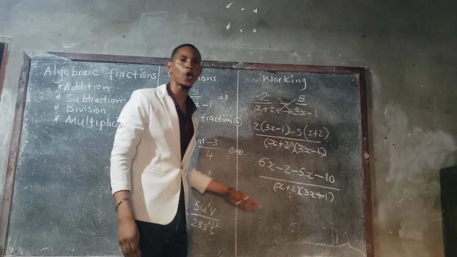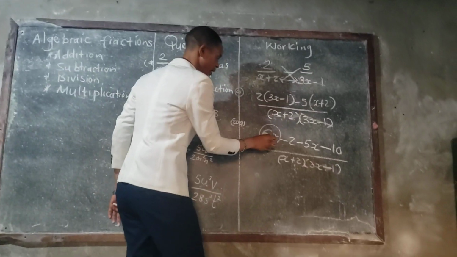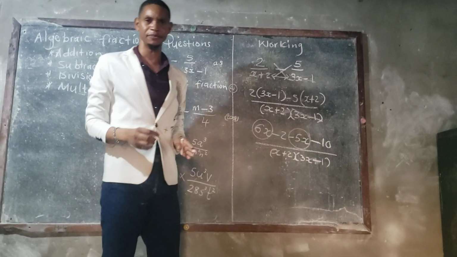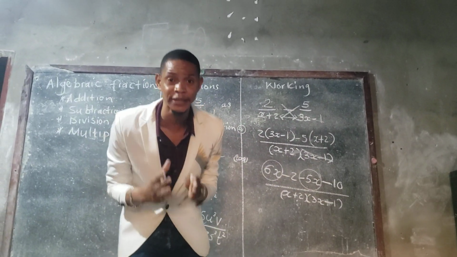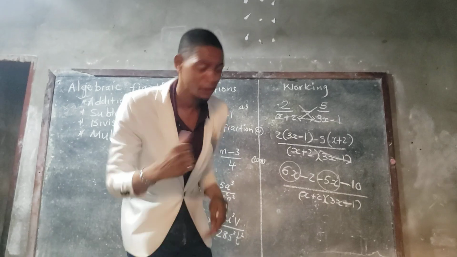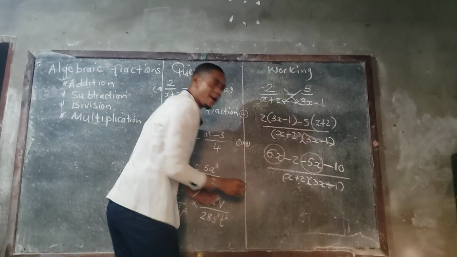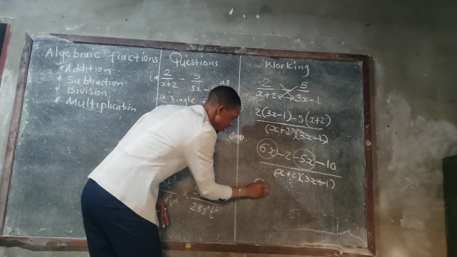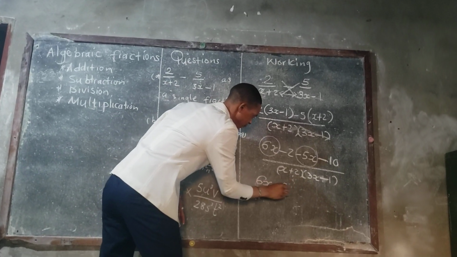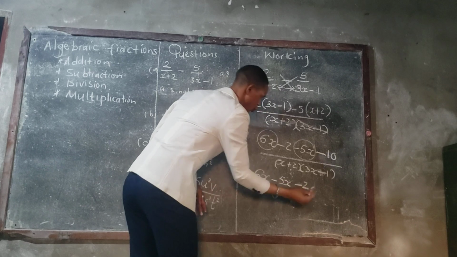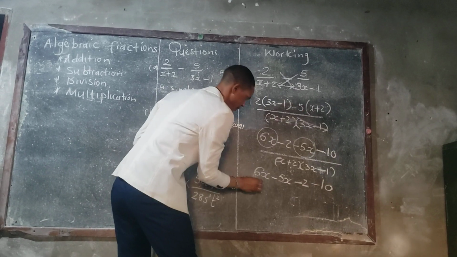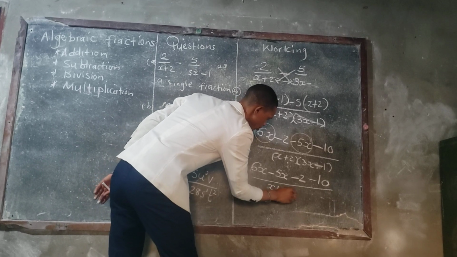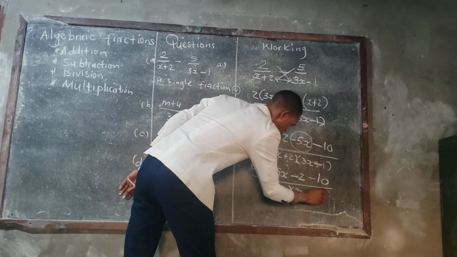The next thing is to collect the like terms. This is a like term to this term. These that I've circled, they are like terms. They are numbers that contain what is called x. So I'll bring these numbers that have the variable x, group them together. So I have 6x subtract 5x subtract 2 subtract 10. And then put the over sign there, then (x plus 2)(3x minus 1).